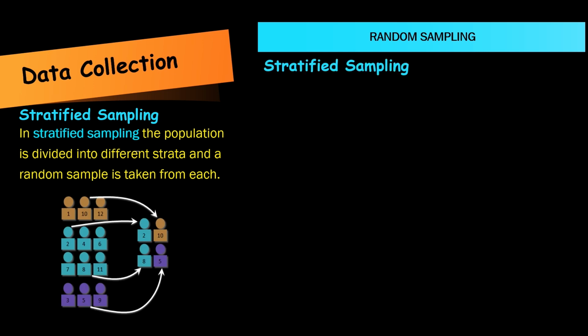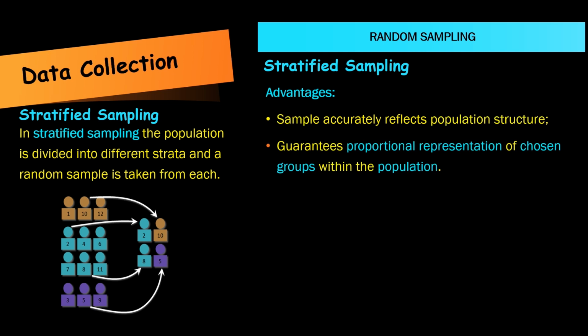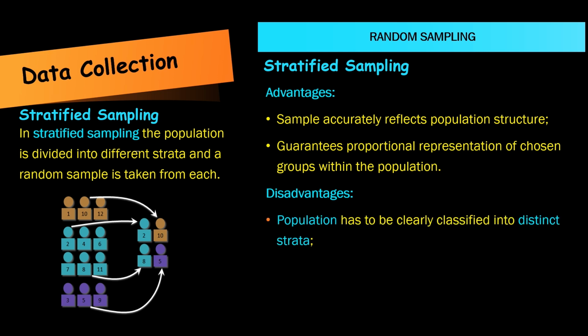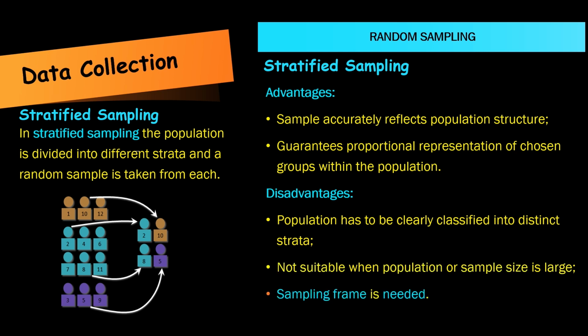Now let's take a look at some of the advantages and disadvantages of stratified sampling. So advantages first. The sample will accurately reflect the population structure. It will also guarantee proportional representation of the chosen groups within the population. However, the population has to be clearly classified into distinct strata, and it's not suitable when the population or sample size is large. Furthermore, again, a sampling frame is needed.